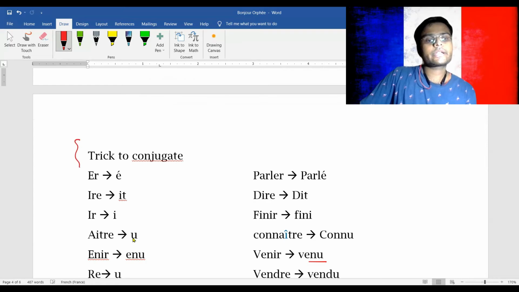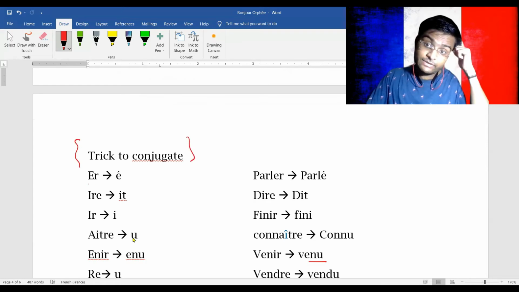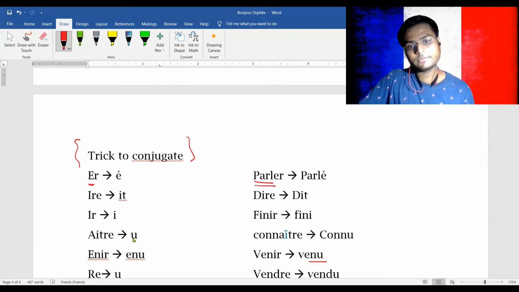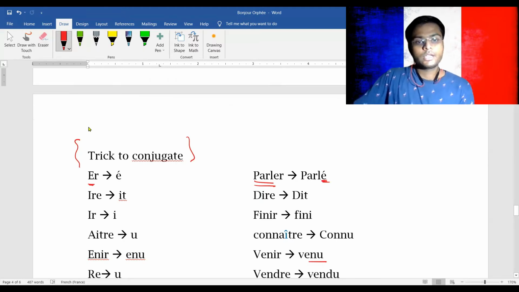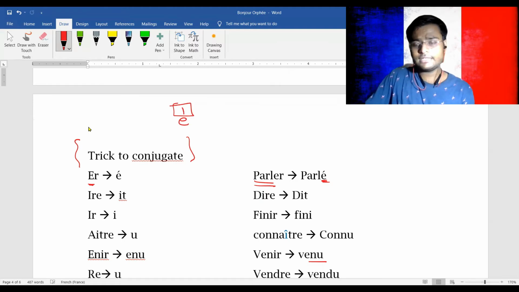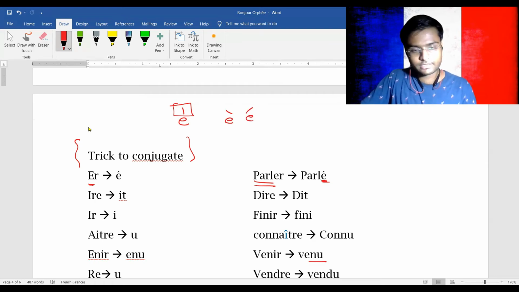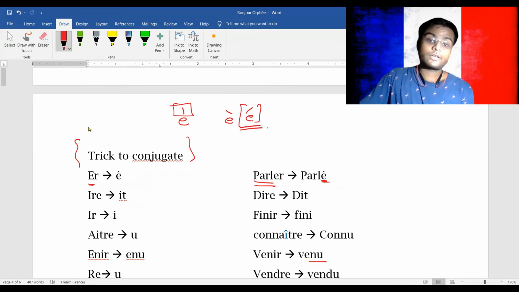All right. To conjugate, suppose the ending is er, for example the verb parler, then remove this er and put an extra é with an accent aigu. And do not make this mistake: this doesn't exist in the French language, this exists. I mean, there are circumflex, tréma, etc. But keep in mind to take care of your accent, otherwise you are going to lose marks. You'll be penalized heavily.